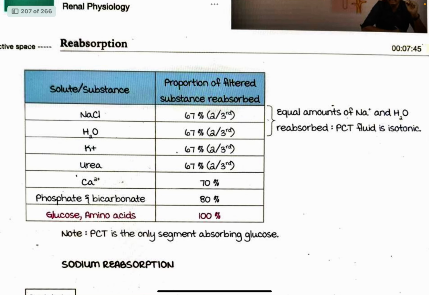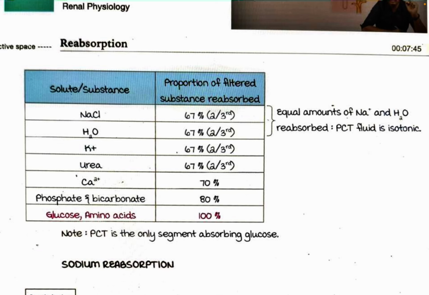Reabsorption: the solute or substance and the proportion of the filtrate which is reabsorbed. Sodium chloride 67%, that is 2/3, is reabsorbed. Water 67%, that is 2/3, is reabsorbed. Potassium 67%, 2/3, is reabsorbed. Urea 67%, 2/3, is reabsorbed. Equal amounts of sodium and water are reabsorbed.